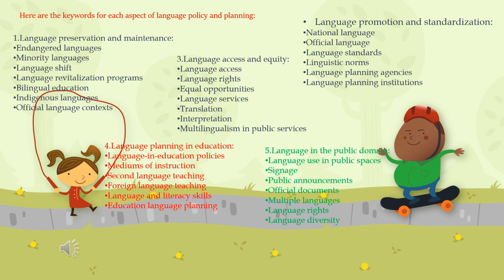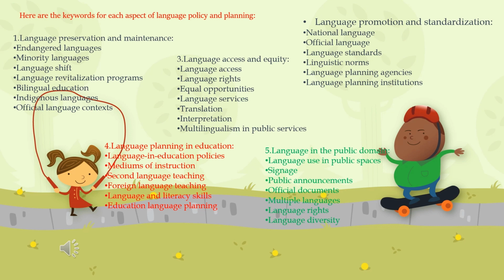Number 2 is language promotion and standardization. In some cases, language policy aims to establish or strengthen a particular language as a national or official language. It may involve developing language standards, promoting linguistic norms, and creating language planning agencies or institutions.